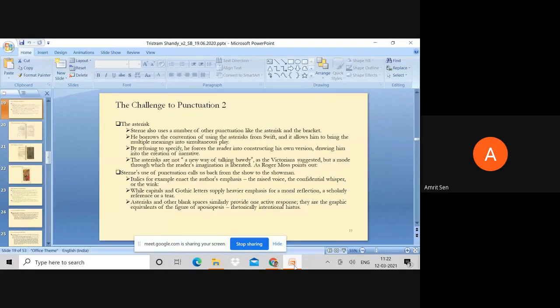Sterne's use of punctuation calls us back from the show to the showman. So the raised voice, the confidential whisper, or the wink, I'm sorry.